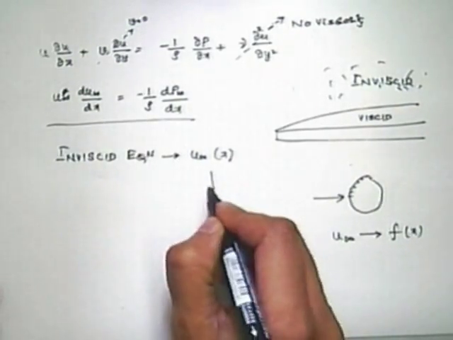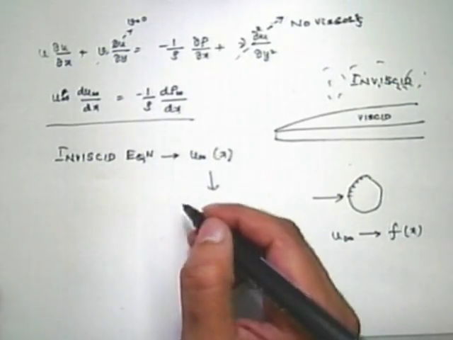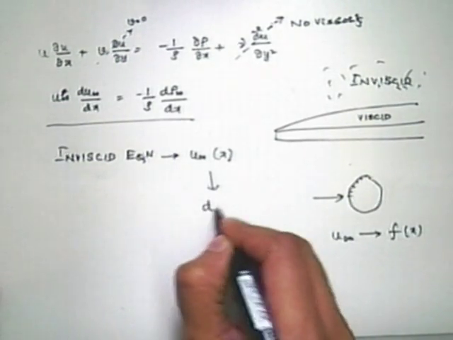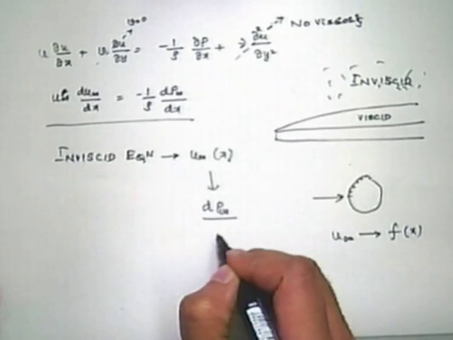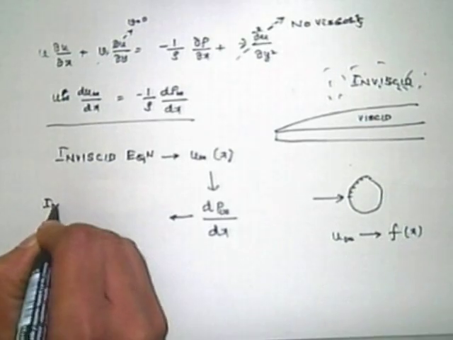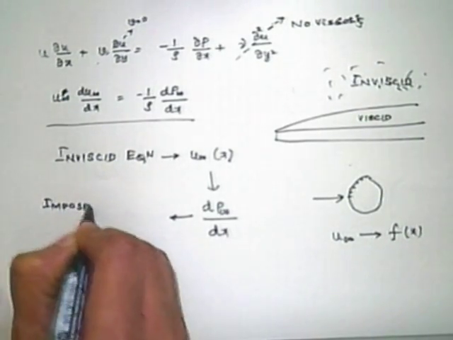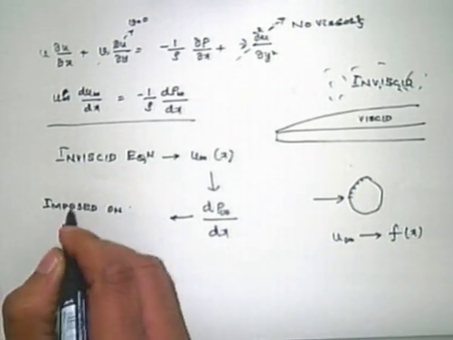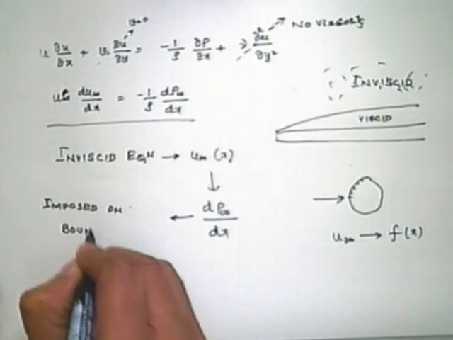That u infinity of x I am going to use to get my dP infinity by dx. This is what is being imposed on my boundary layer.